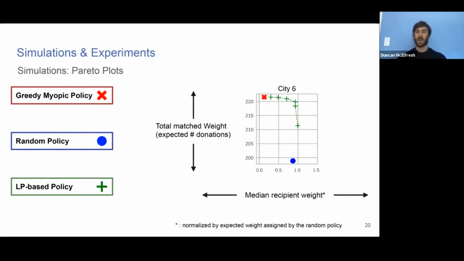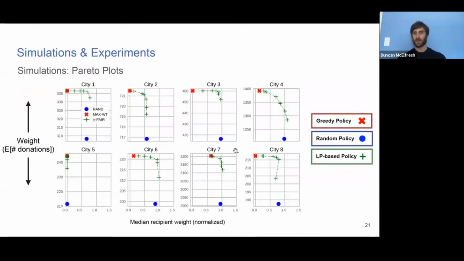And we can use different LP-based policies that mediate between these two extremes of greedy and random. So I can show you some results from several different cities we've tested here. A couple of observations from these simulation results: one, the increase that greedy achieves in the total expected weight over random is about 5 to 15%.